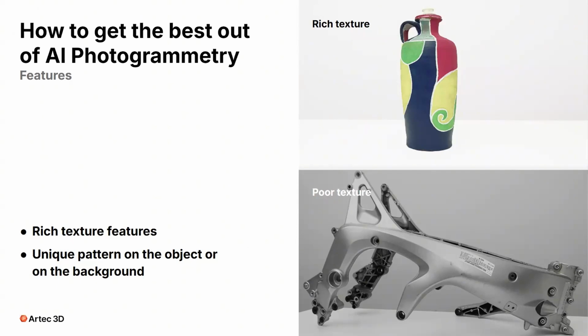And as the counter example at the bottom, you could see this motorcycle frame, which has a poor texture. So generally it's made just from a single material. It has this paint, single paint, single color, which does not have as many imperfections. It's symmetrical. So such objects are more difficult to reconstruct because it will be more difficult for the algorithm to match those photos.